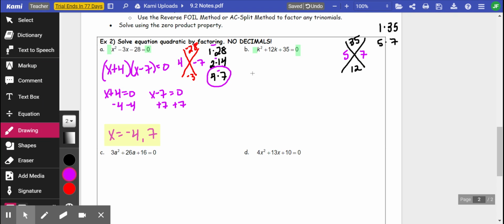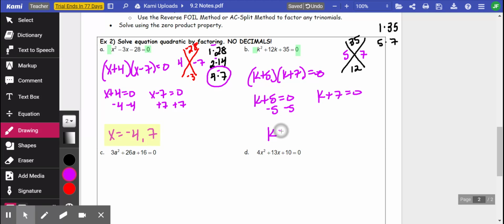and use that shortcut. So I'm going to do k plus 5 times k plus 7 and set each part equal to 0. So k plus 5 equals 0, k plus 7 equals 0. Subtract 5 from both sides to get k equals negative 5, and subtract 7 from both sides to get k equals negative 7.